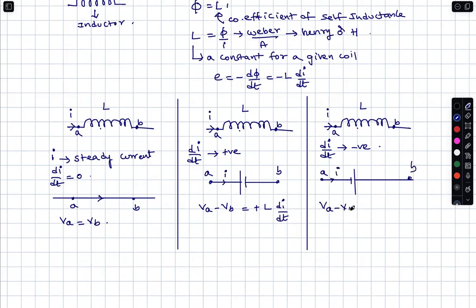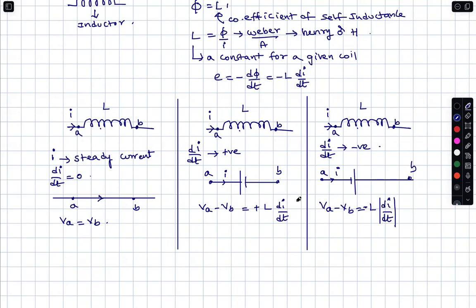So in this case, if this is A and this is B, and this is the current, VA minus VB is minus L, modulus of di by dt. Remember, modulus of di by dt. Why should I write modulus? Already I have placed a minus sign here. When I place a minus sign here, if we are representing it normally, minus of minus becomes a plus, and this will take a form like this.